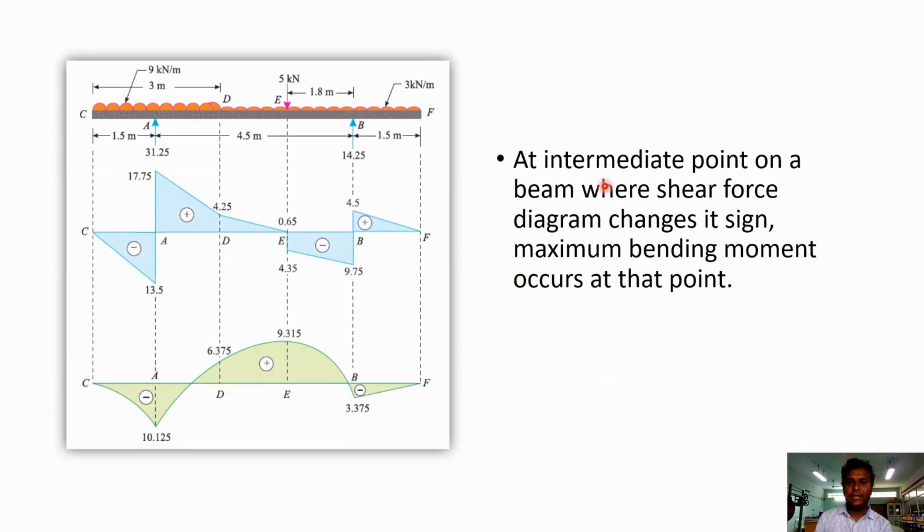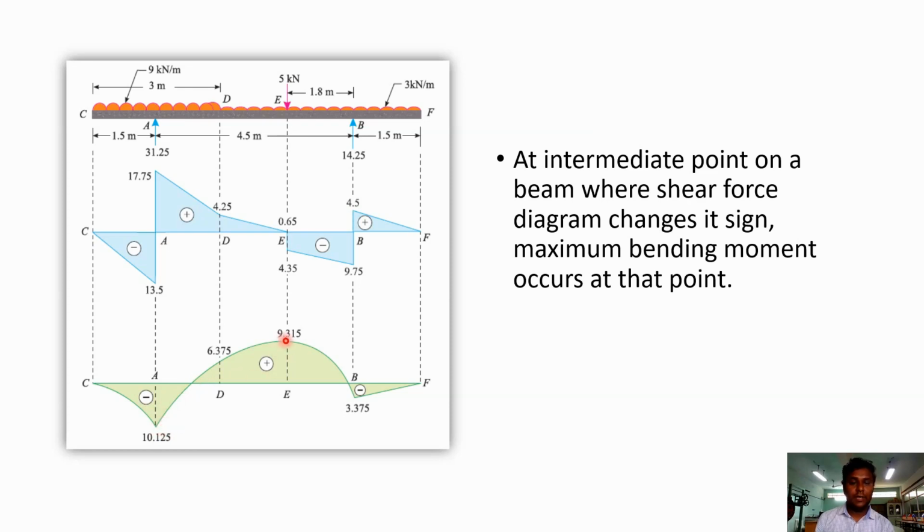Now the next key point is that at an intermediate point on a beam where the shear force diagram changes its sign, maximum bending moment occurs at that point. Now if we observe the shear force diagram for the given loading diagram, we can see that at a point A, at a point E and at a point B, the shear force diagram changes its sign either from negative to positive or from positive to negative. In the respective bending moment diagram, if we check that particular span, the value of the bending moment is maximum. So here in this span, we have negative bending moment, that is minus 10.12.